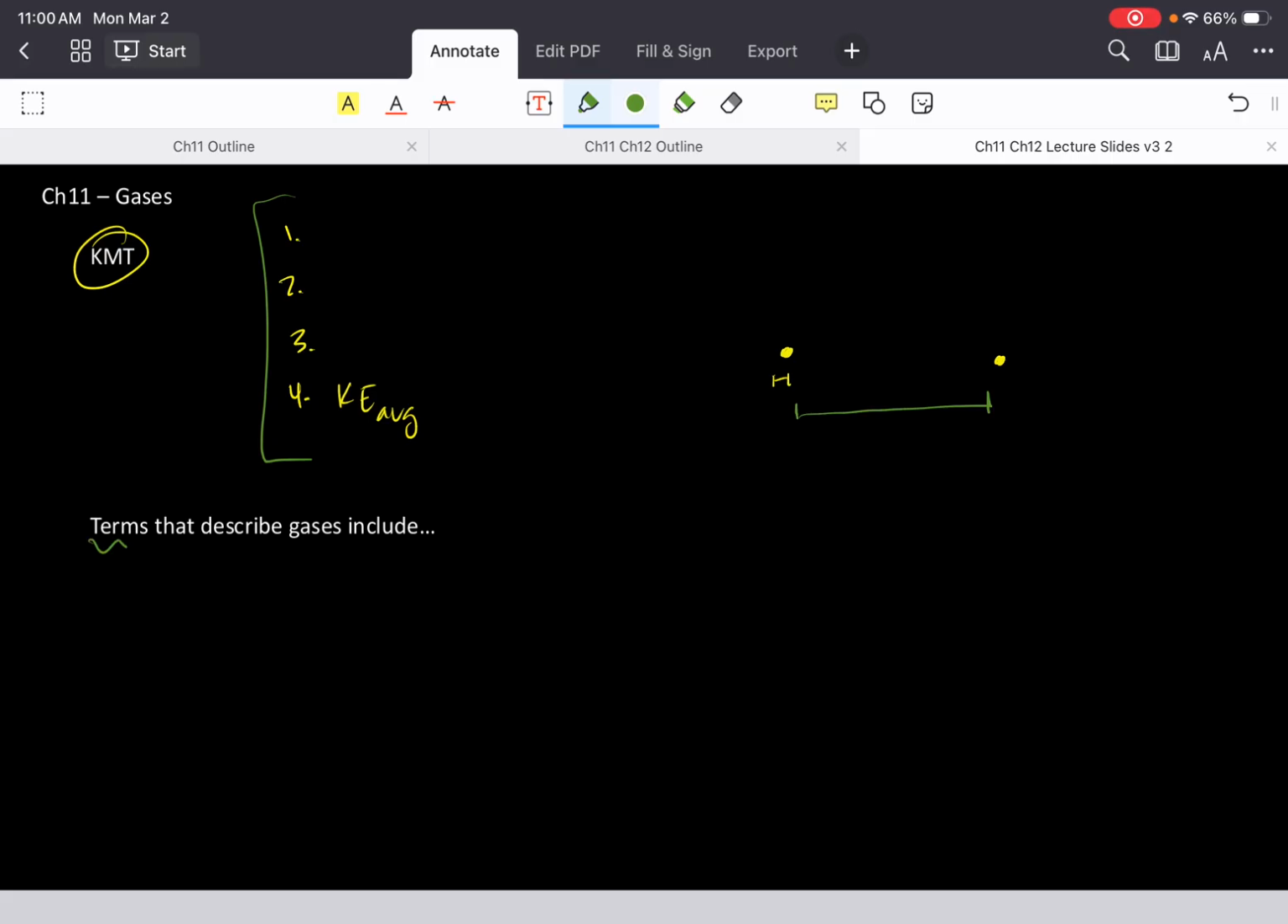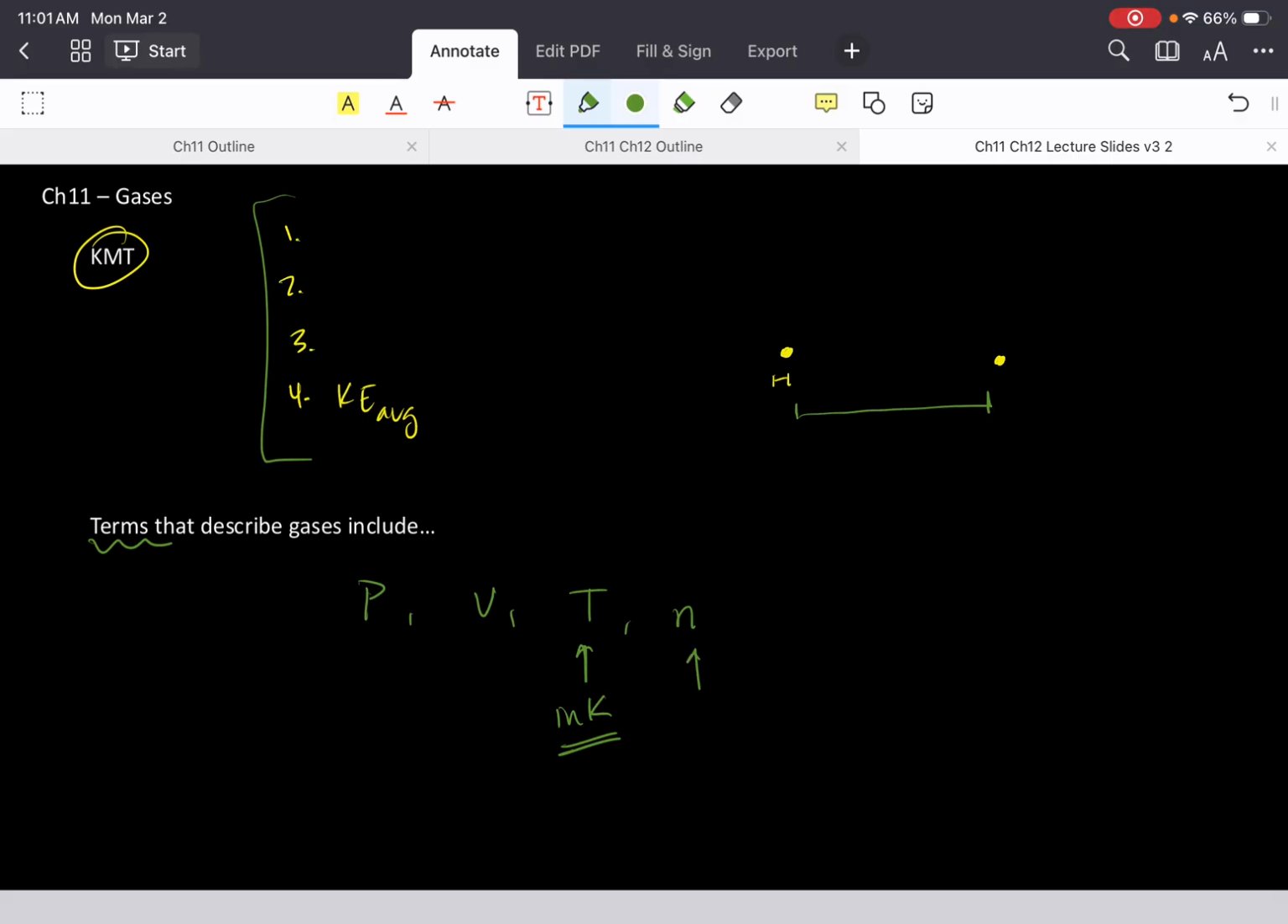Terms that describe gases include pressure, volume, temperature, and moles. When we think about pressure, you should know that that is the P. Volume is V, temperature is T, always in Kelvin when we talk about gas laws. If you need a refresher on how to do your temperature-based conversions, that's back in chapter 3. And n is our moles.